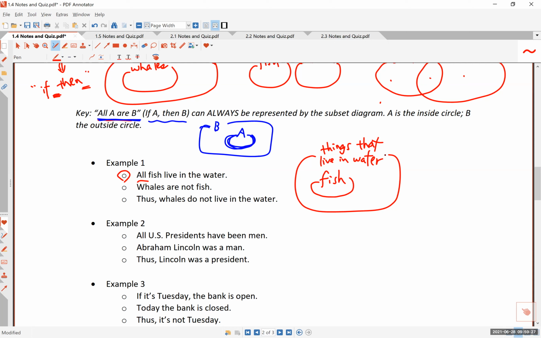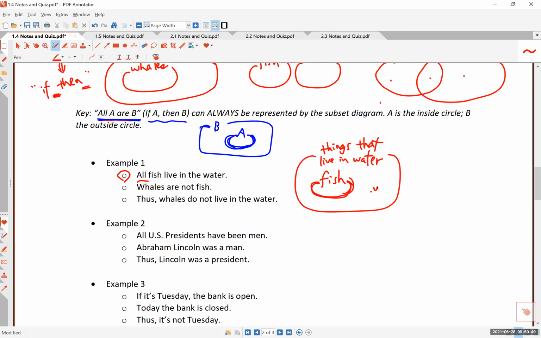Okay, I hope you get that, right? So this also says if something is a fish, then that something must live in the water. Okay, that's exactly what the first statement says. Now let's look at the second statement. Whales are not fish. So where are the whales? All this says is that whales do not belong to the inner circle.